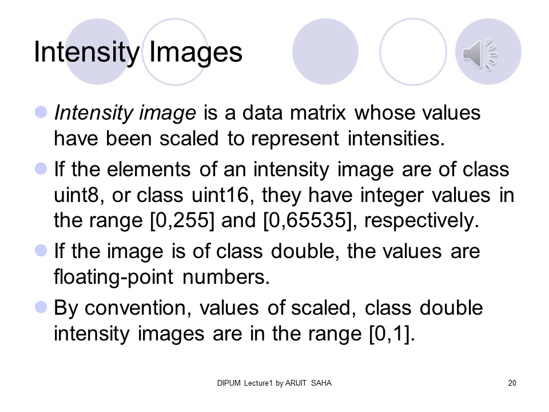If the elements of an intensity image are of class unsigned integer 8 or class unsigned integer 16, they have integer values in the range 0 to 255 and 0 to 65535 respectively. If the image is of class double, the values are floating point numbers. By convention, values of scaled class double intensity images are in the range 0 to 1.